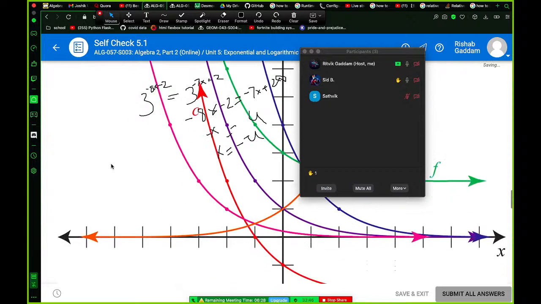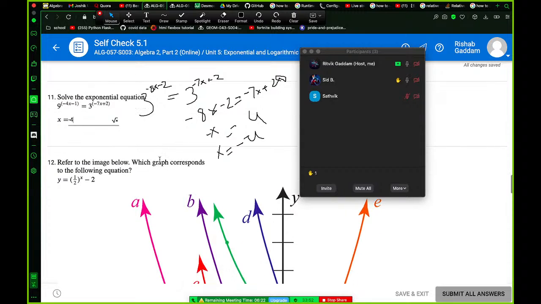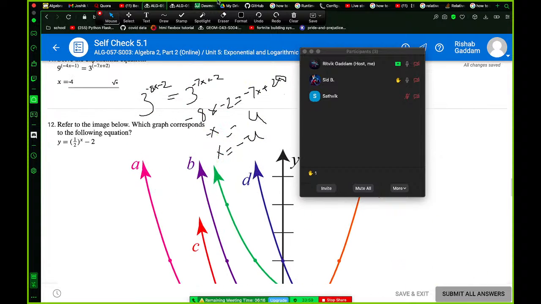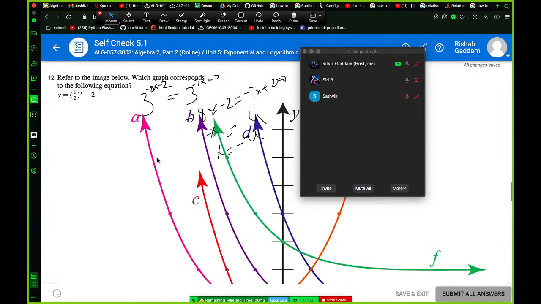Yeah, good job. Wait, negative 4? How is it negative 4? Yeah, because you got a negative x when you bring this to the other side. Oh yeah, I got negative x. So negative x is equal to 4. So you got x is equal to negative 4. Good job, Sid. Do you mind doing this one also?